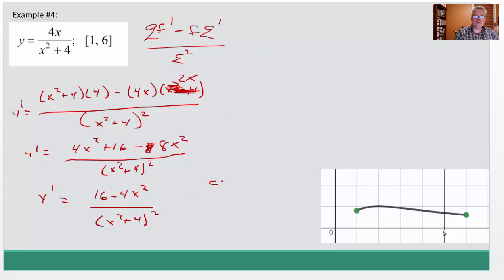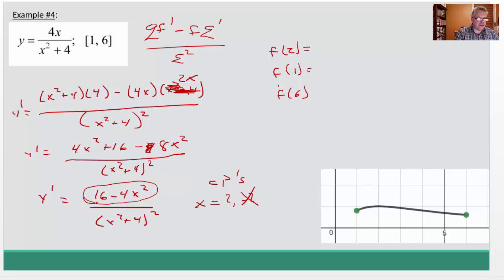So the critical points would be where this is undefined. It's actually defined everywhere. The denominator is never 0. Or where it's equal to 0. Remember, a fraction is equal to 0 when its numerator is equal to 0. If you put that in your calculator and set it equal to 0, you will get x equals 2 or -2. Well, -2 is not in our interval, so we don't have to worry about that one. So it boils down to, we have to worry about f of 2, that's the only critical point in the interval, f of 1, and f of 6.